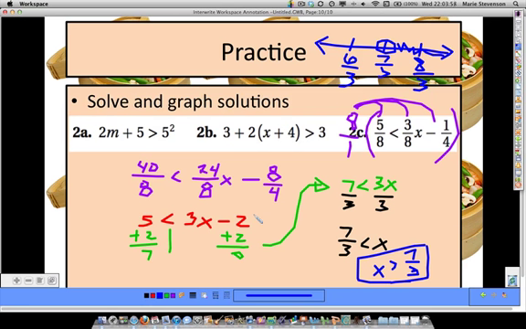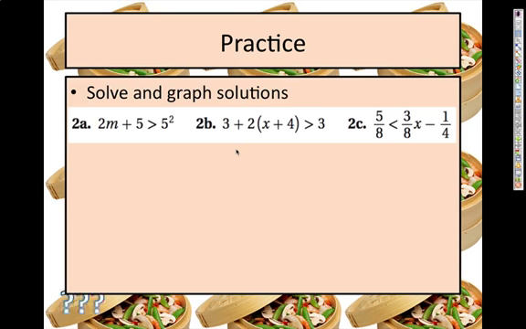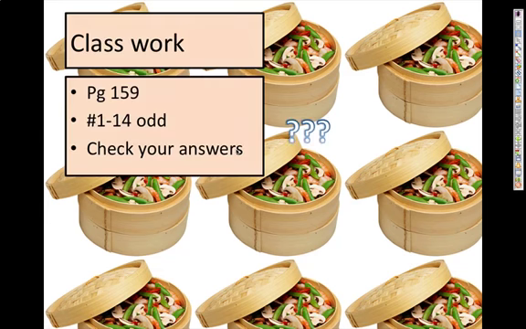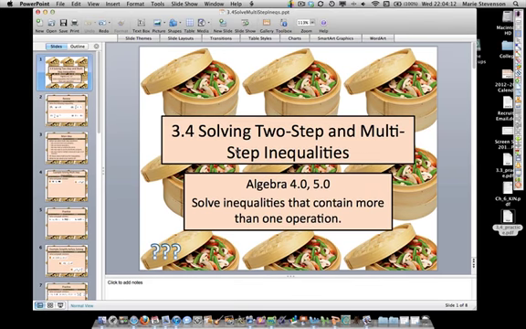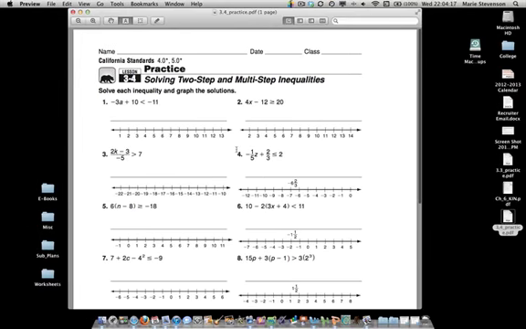Okay. So again, this is using all the skills from Chapter 2, but it's just using them with inequalities. Okay. And that is it. So there you have it. Go ahead and work on your practice, your homework for today.